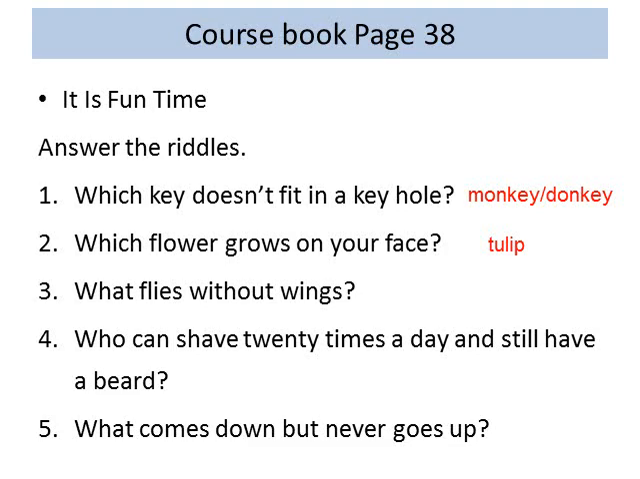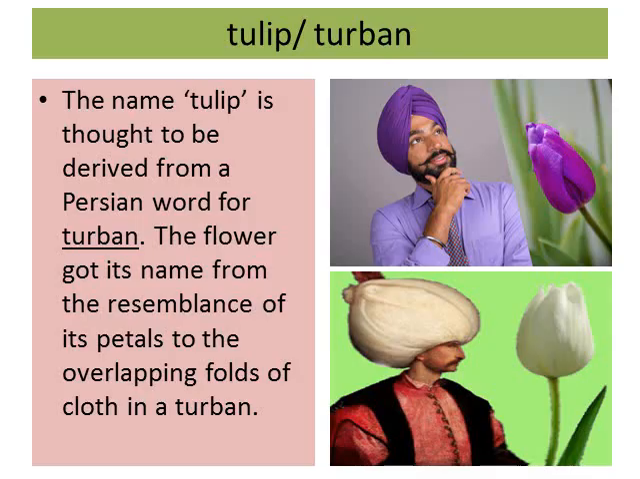Now let me explain number 2. Children, let us try to understand answer 2. The name tulip is thought to be derived from a Persian word for turban. Derived means we have got this word from the Persian word for turban. The flower got its name from the resemblance of its petals to the overlapping folds of cloth in a turban.